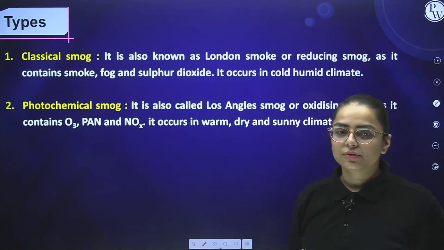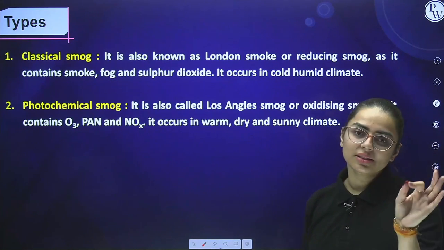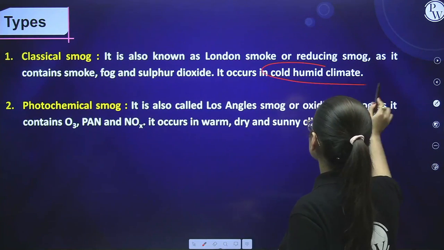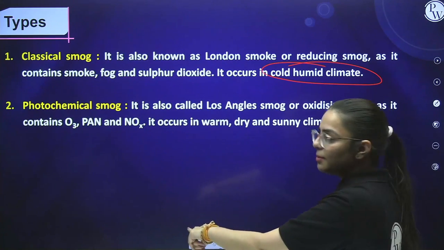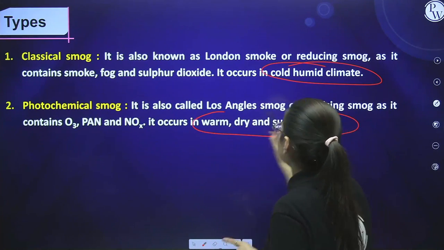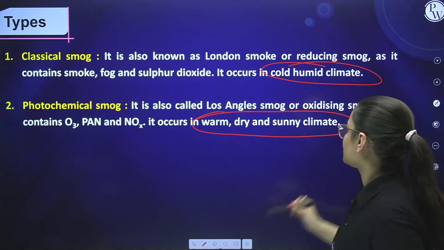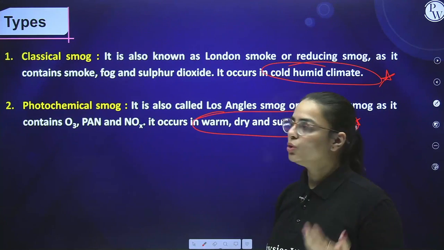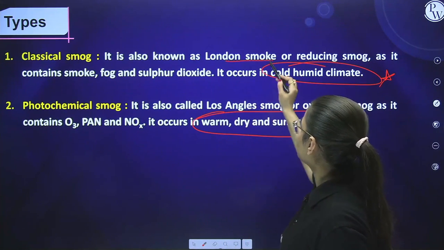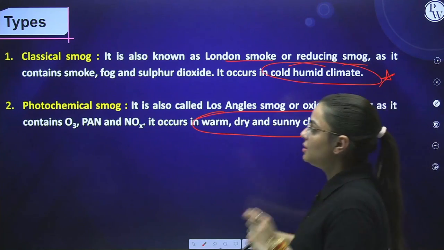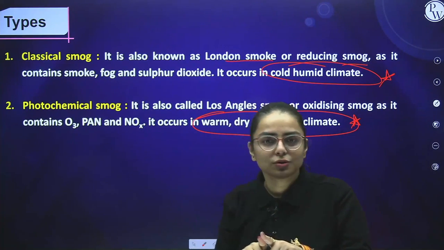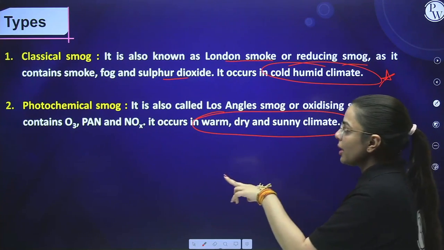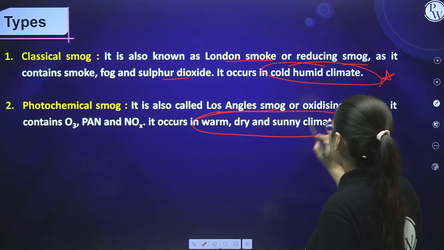Now comes our next part, that is the types of smog. These are basically classified into classical and photochemical. One thing that you need to differentiate and remember is that classical smog occurs in cold, humid climate, while photochemical smog occurs in warm, dry and sunny climate. This is really very important. If you put a star mark over here, it will help you out. Now let me tell you more about classical smog. Classical smog is also known as London smog or reducing smog, as it contains smoke and fog, because it is a combination of smoke and fog, and sulfur dioxide with it, right? If I talk about photochemical smog, it is known as Los Angeles smog or oxidizing smog.